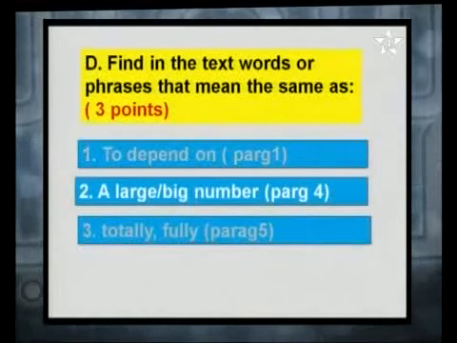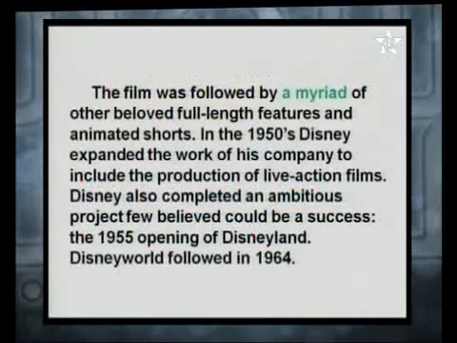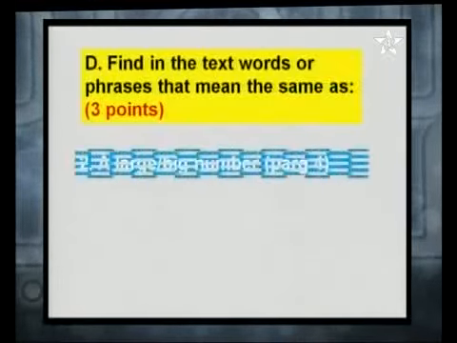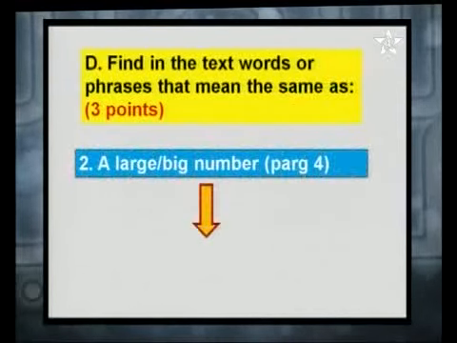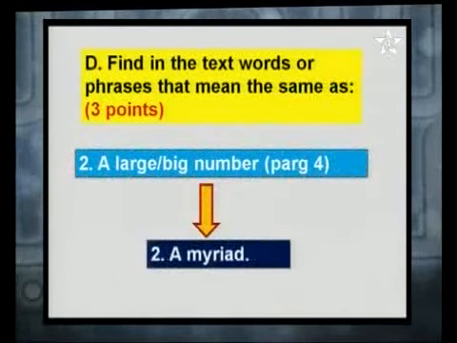Now, a large number or a big number. It's in paragraph 4. Now, find in the text words which mean same thing as a large or a big number. Now, let's go directly to paragraph 4. It's there in the first line. It's in green. A myriad, right? So a large number or a big number. So a myriad means the same thing as a big or a large number of something.